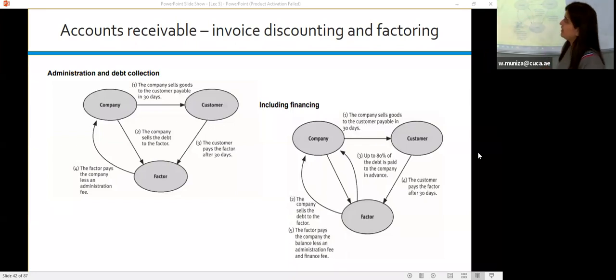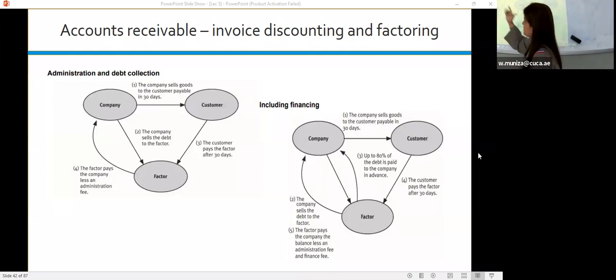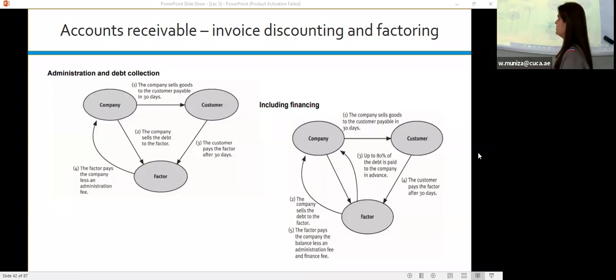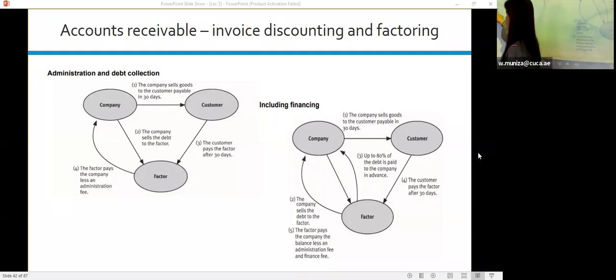So let's see. When administration and debt collection responsibility is given to the factor, what is the course? The company sells the goods to the customer payable in 30 days. In the second step, the company sells the debts to the factor. Then the customer pays the factor after 30 days. In this case, the customer will not pay the company, but the factor itself. And then the factor pays the company less any administration fee.